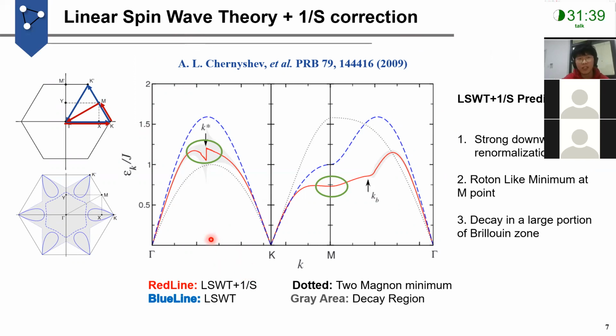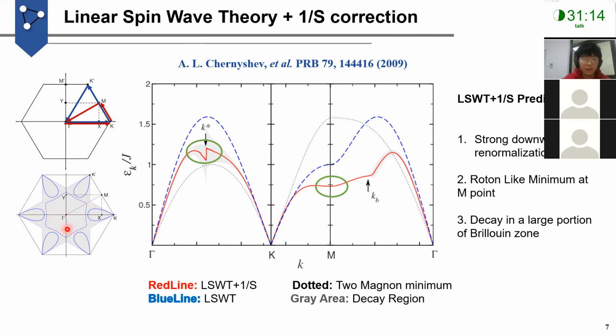The three-magnon interactions will easily lead to magnon decay. If the single magnon energy equals the sum of two other magnons, that is the decay region, and the decay will lead to the instability of the magnon branch. The decay region is shown on the left-hand side here.